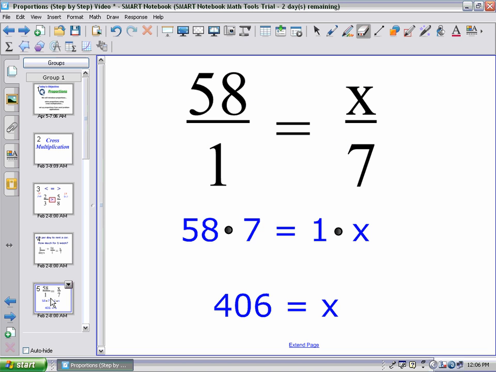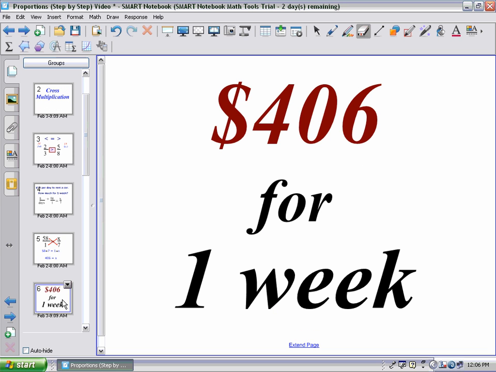I take my fractions and multiply the diagonals together. 58 times 7 is going to give me 406. And then I take 1 times x, and I get simply 1x, or x itself. And now, as a result, this is my answer to the problem. The bottom line is, if it's going to cost me $58 for 1 day to rent that car, then if I rent it for a week, 7 days, it's going to cost me $406. This is how I cross multiply.